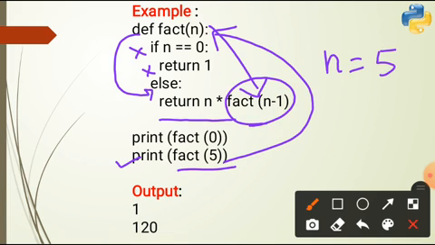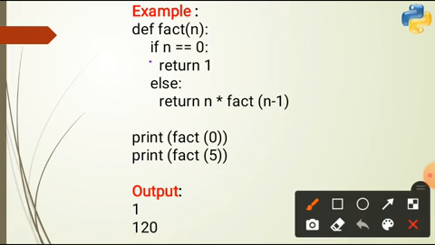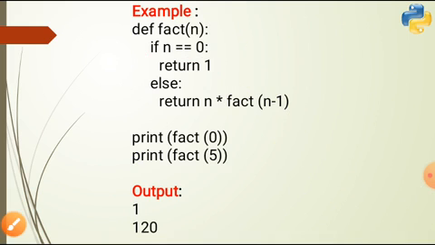How many times does it call? Each and every time it reduces the value by 1, until it reaches 0. So 5 minus 1, then 4 minus 1, then 3 minus 1. Likewise, again and again it executes. Whenever it reaches the value 0, it returns 1. So a function which calls itself is known as a recursive function. This program is executed using Python coding, and I will show you.